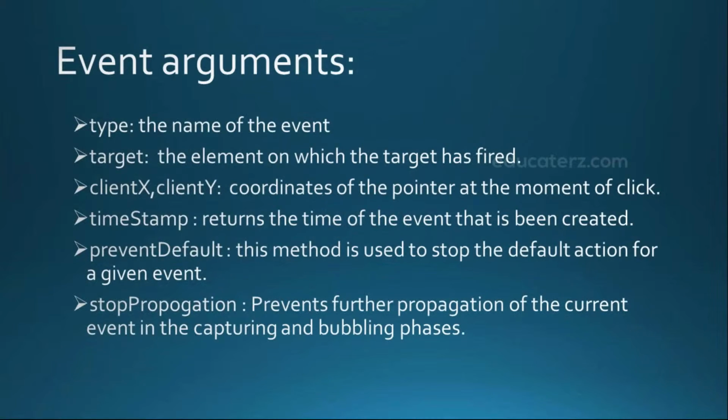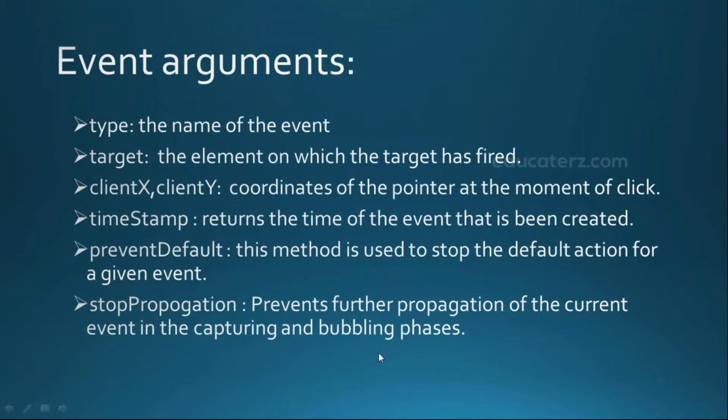The preventDefault method, as I mentioned before, is used to stop the default action for a given event. Coming to stopPropagation, it is used to stop the propagation of this event, whether to the top or to the bottom, that means in the capturing or the bubbling phases. So these are some of the arguments which are passed to the event handler when a certain event has been traced.